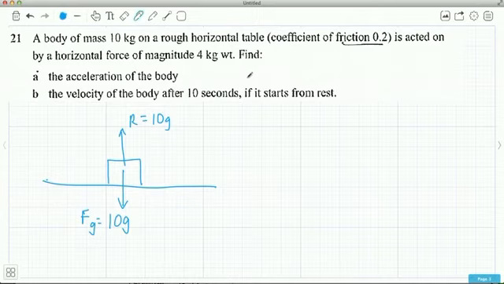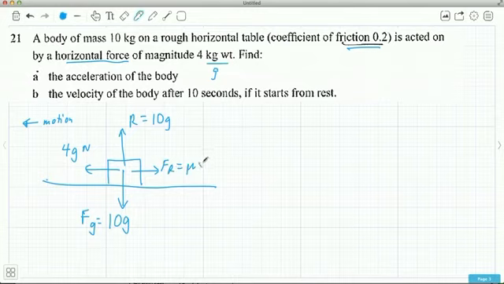We've got a body of mass acted on by a horizontal force of 4 kilogram weight. Okay, so the horizontal force is going to provide drive or motion. So I'm just going to make motion in this direction. 4g, this represents g, so it's 4g newtons. And then we have friction. Friction is mu times R. And in this case, we've actually been given mu, the friction coefficient, and we know R because it has to be the same, it has to balance.